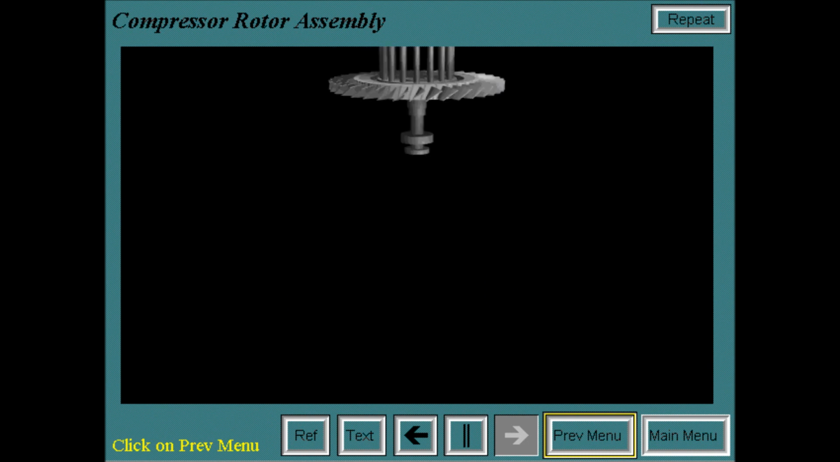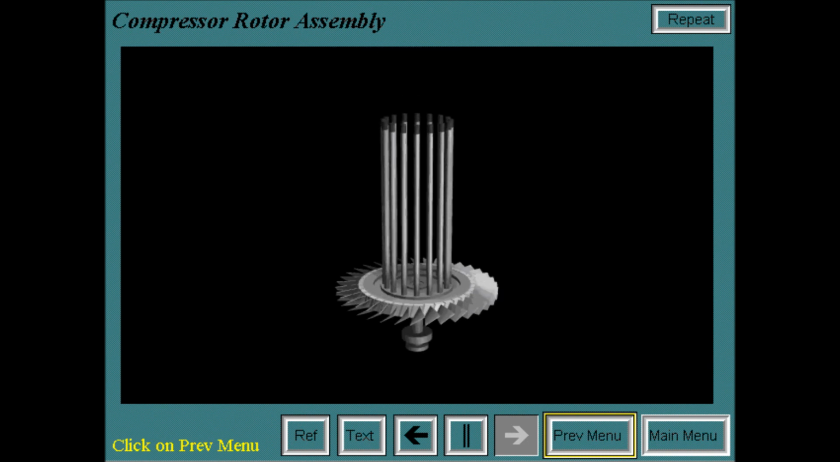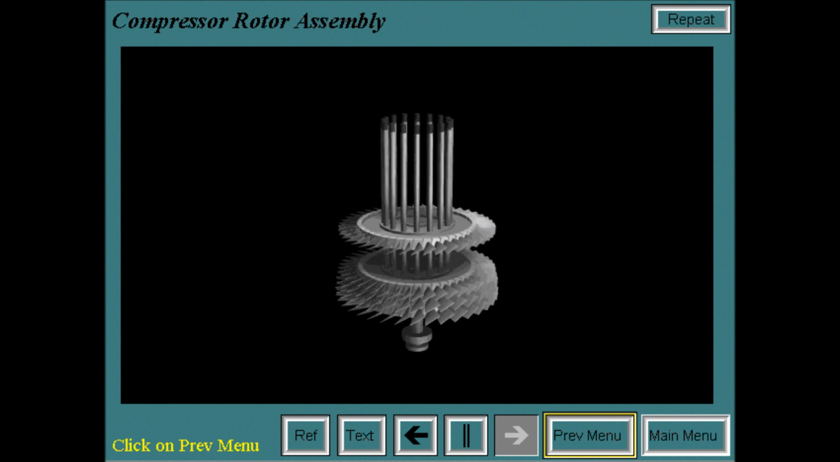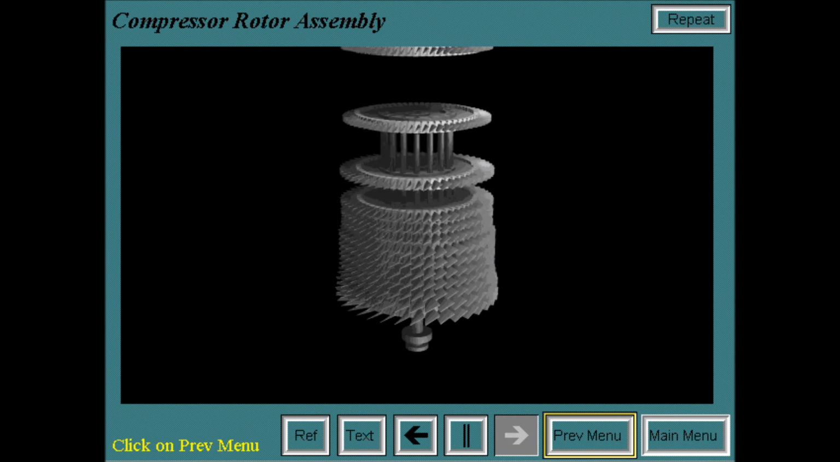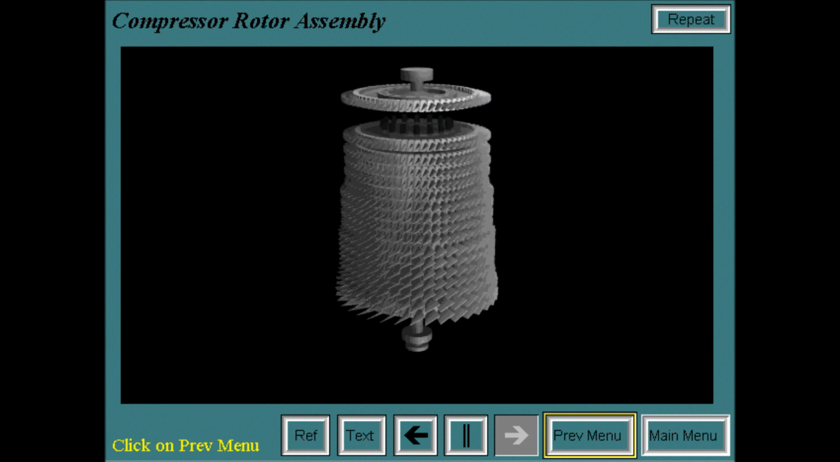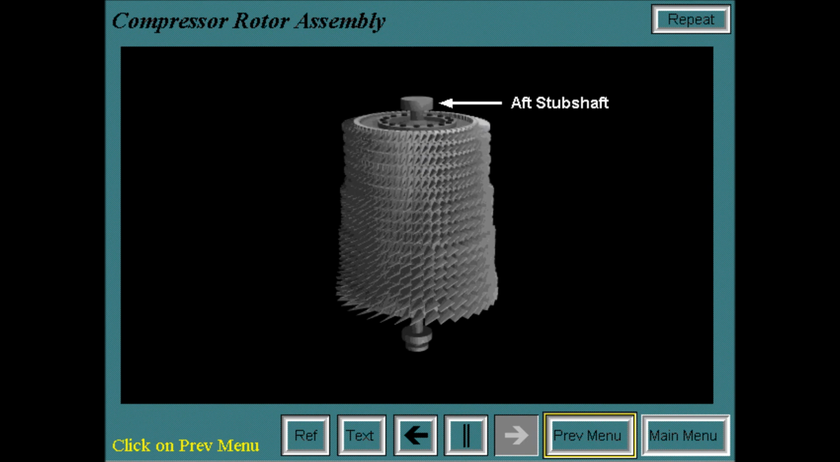The compressor rotor is assembled by vertically stacking the wheels. First, the compressor forward stub shaft and first wheel are put into the stacking pit with tie bolts in place. Then each wheel is slid vertically over the tie bolts. In the case of the MS7000EA, there are a total of 17 wheels on the compressor rotor. Once the last wheel and aft stub shaft are stacked, the tie bolts are then torqued.